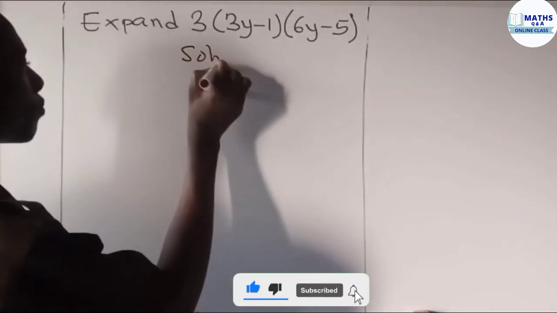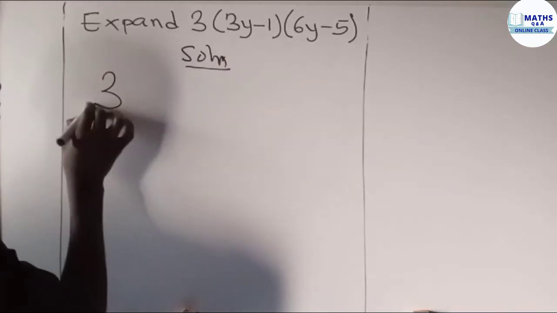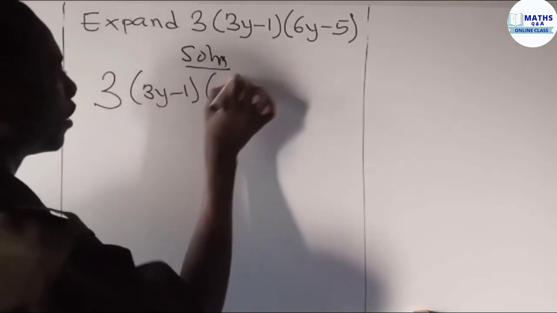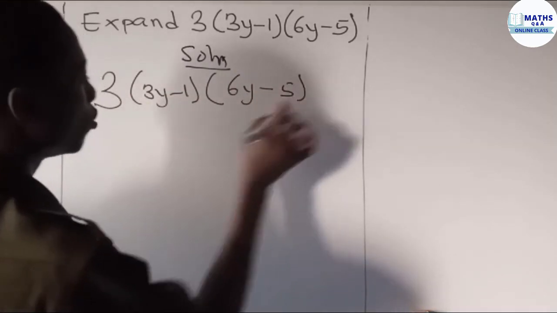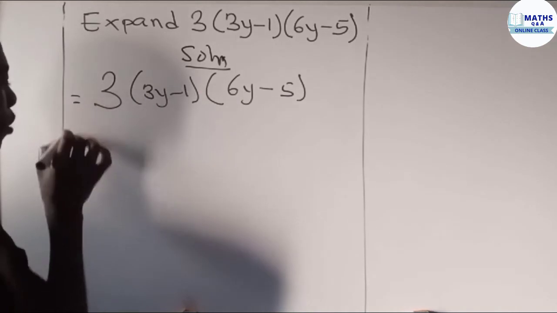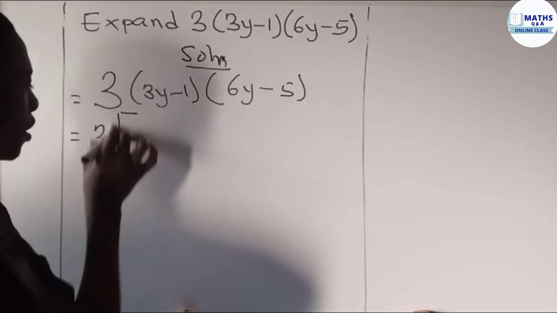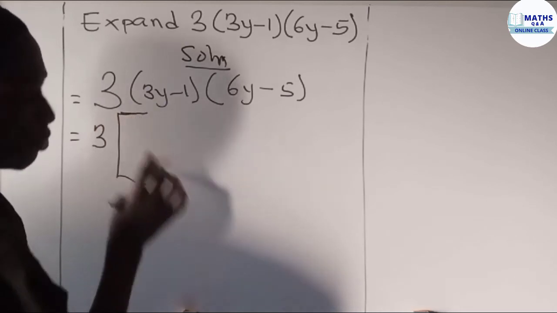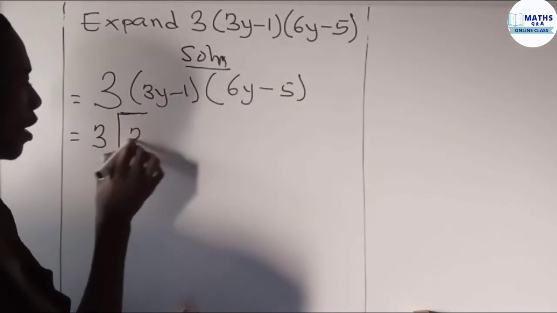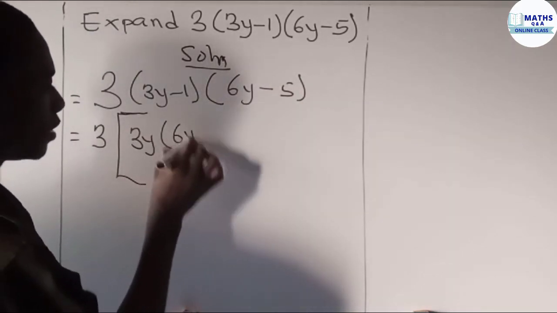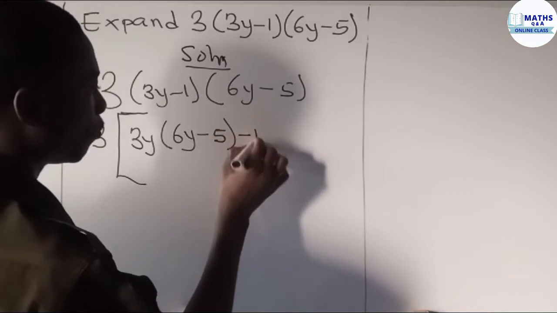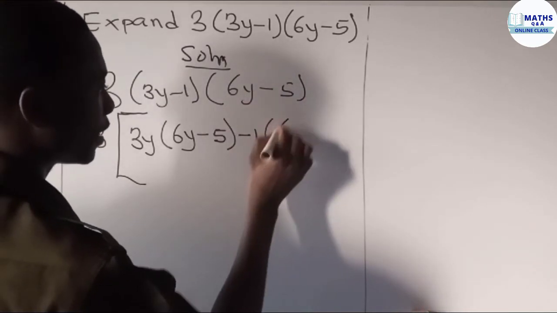So we have 3, and then multiplying, we have (3y minus 1), and another bracket (6y minus 5). So we are first multiplying those terms in this bracket by those in this bracket. So we bring our 3 here. Now let me open a very big bracket so that it becomes easy for you. So you take one term, you multiply it by each term in this bracket. So we have 3y, we are multiplying it by (6y minus 5). We come here, we take the next term, which is negative 1. We multiply that too by the entire terms in this bracket.